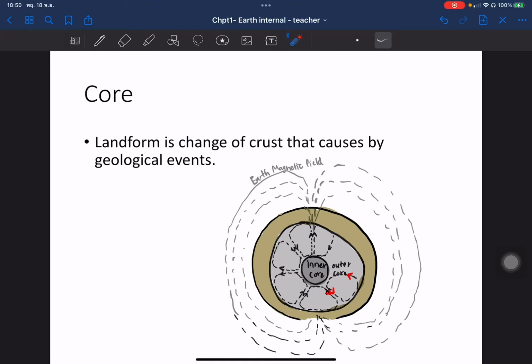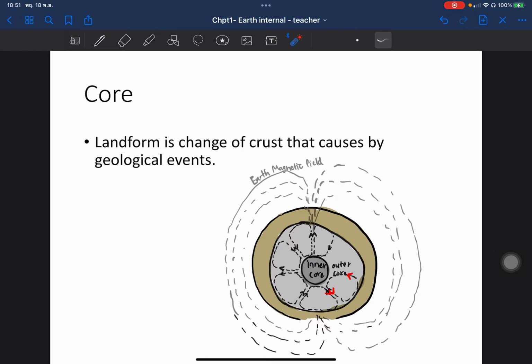Okay, good morning, everyone. So today we talk about the results of the heat transfer from the core to the mantle, and it generates the Earth's magnetic field. This one is the inner core, which is the source of the heat inside the Earth, and this area is the area of the mantle, where we have the molten rock.